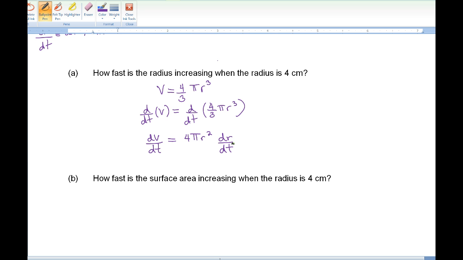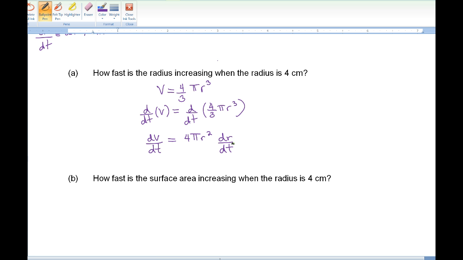Why wouldn't you plug in the 4 centimeters, the initial radius? Is the radius constant? The radius is increasing. There are no constants in this problem. As the volume is increasing, the radius is increasing. They're saying right at 4, so let's say we froze it at 4 centimeters. How fast is that radius changing at that moment?